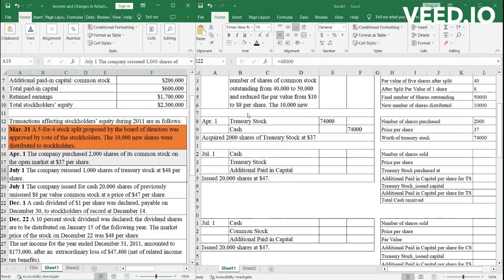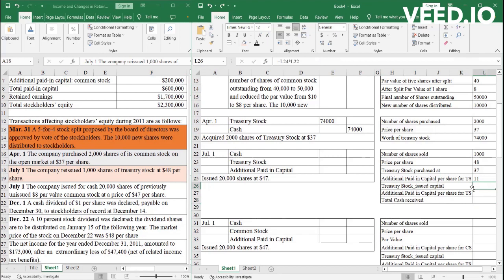Okay, next entry. On July 1st, the company reissued 1,000 shares of treasury stock at 48 per share. So now what is happening is the company is reissuing the treasury stock. Of the 2,000 it bought back, it's now selling 1,000 back again in the market. Okay, let's look at some of the numbers. We know the 1,000 shares were sold at a price per share of 48. However, these treasury stocks cost 37 when you purchased them. So how much additional money did you get at the time of sale? The additional is 48 minus 37, or $11 per share.